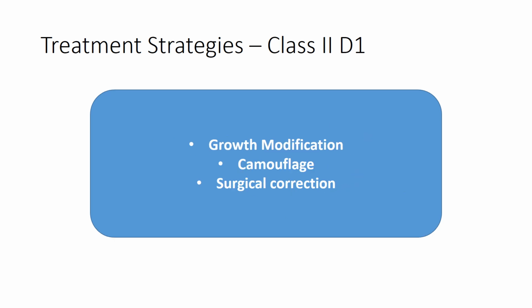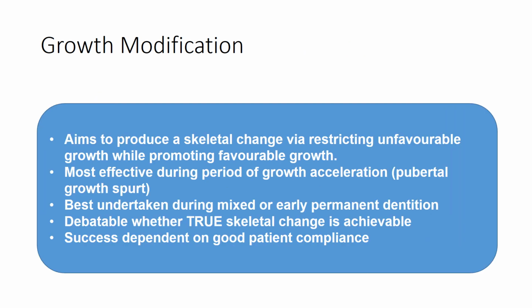Now, what are the treatment strategies in a class 2 division 1? There are three. One is growth modification, one is camouflage, and one is surgical correction.